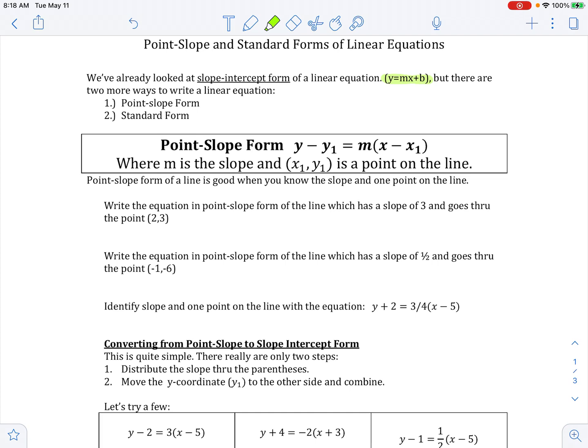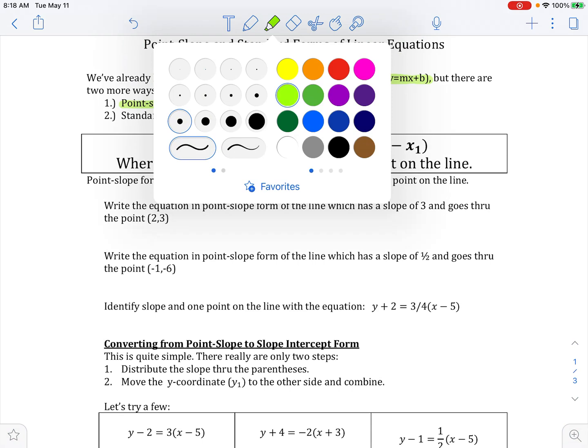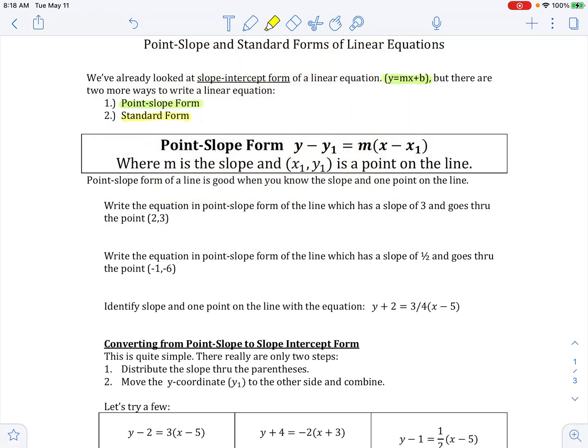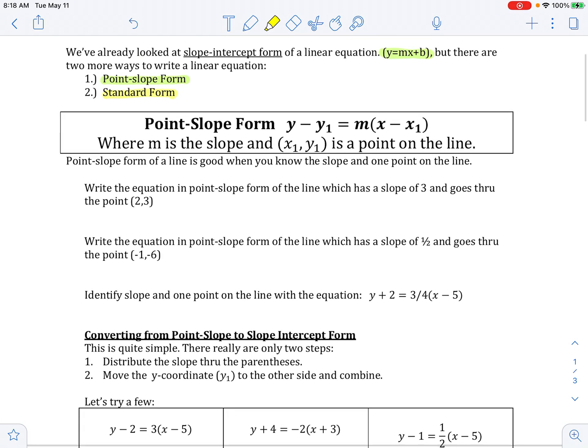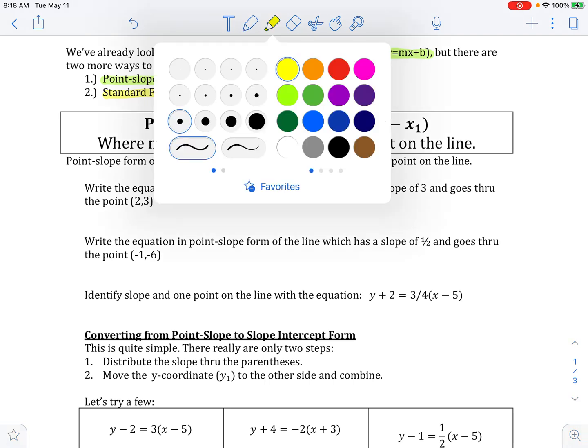There's a form called point-slope form, and then there's a form called standard form, and we're going to talk about both of those things right here very briefly. We're just going to touch upon them. So let's start with point-slope form. Point-slope form looks like this.